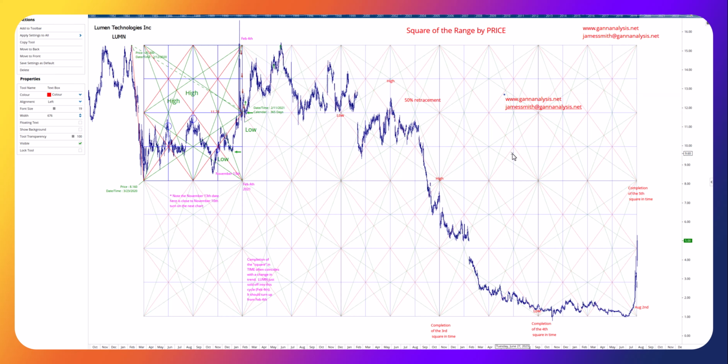But I'm really into GANN, so I'm not so much into the fundamentals. I know Corning had something to do with this big move here, but I don't really care. I'm just looking at the chart from a GANN perspective. And if you have a stock, maybe you know the fundamentals, but you want to know what it looks like on the GANN charts, that's why you become a client.